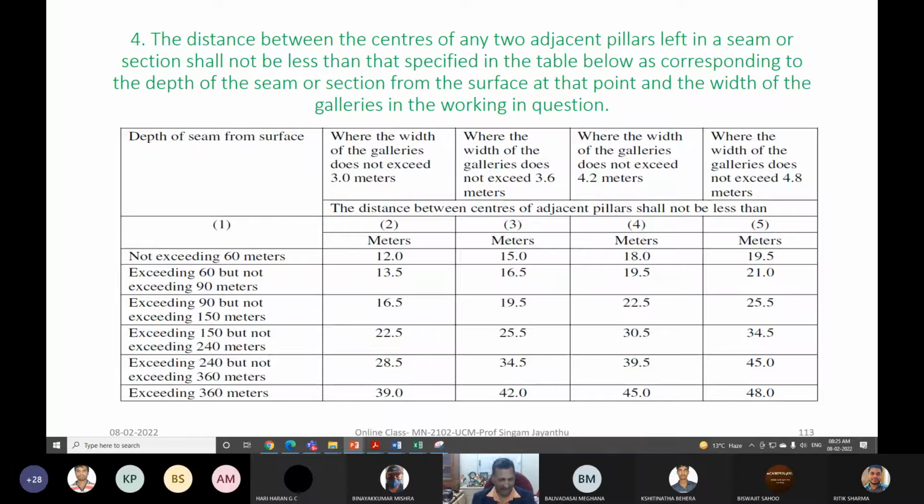Now, this is more important as far as the pillar size is concerned. With reference to, you can see here, my beloved students of underground coal mining methods, sub-clause 4 of Regulation 111 of the Coal Mines Regulations 2017 says, and this is very important as far as your designing and pillar sizes are concerned, but you can have some variation over this.